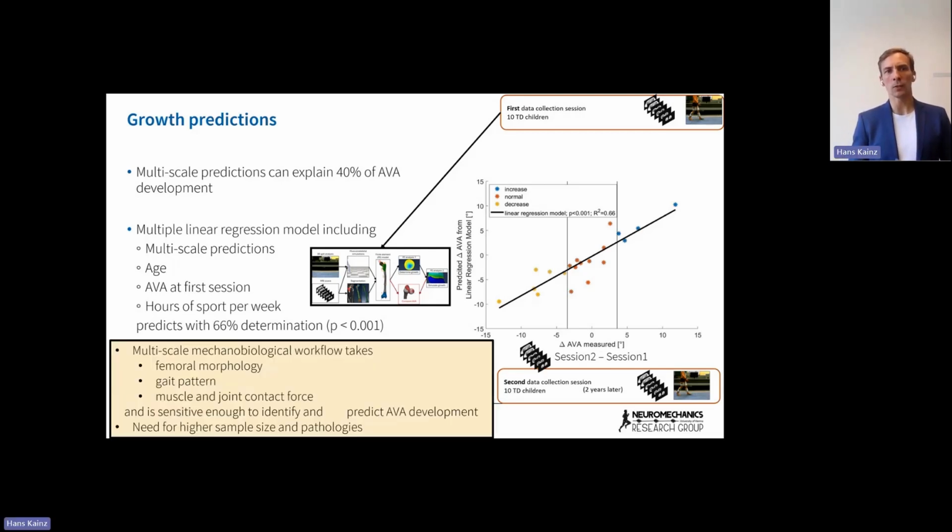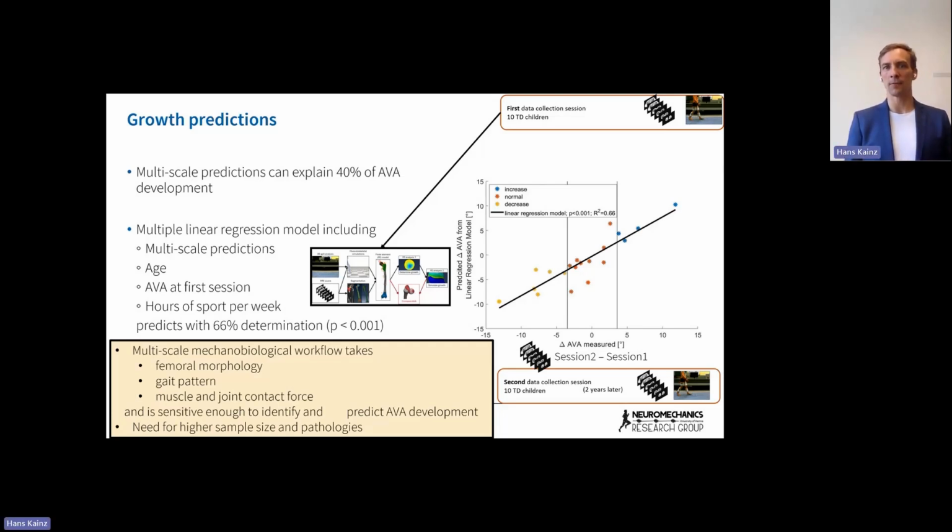So summarizing, our multi-scale simulation workflow takes into account the personalized femoral morphology, gait pattern, as well as the personalized muscle and joint contact forces, and it seems to be sensitive enough to identify and predict the development of the anteversion angle. Importantly, we also tried to predict the changes in geometry only based on the femoral morphology, only based on the gait pattern, or only based on the joint contact forces. And all the separate parts of this workflow by themselves were not able to lead to any significant prediction. So it highlights the importance of taking all these different aspects into account.